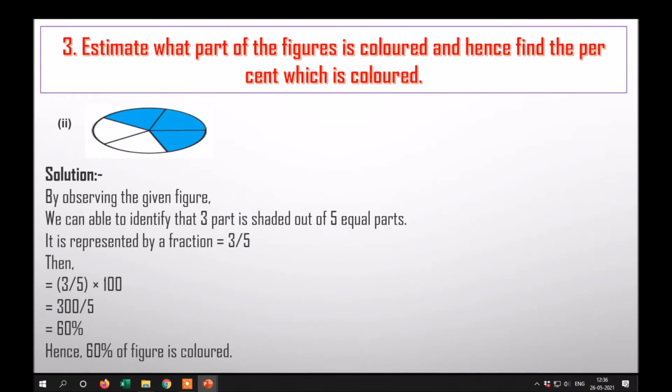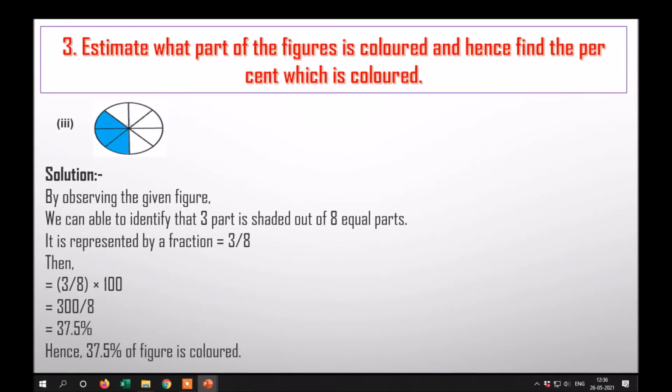By observing the figure, we can identify that 3 parts are shaded out of 5 equal parts. It is represented by a fraction 3 upon 5. So 3 upon 5 into 100. That is 3 into 100, 300 upon 5. So that is 60%. Hence 60% of the figure is colored.